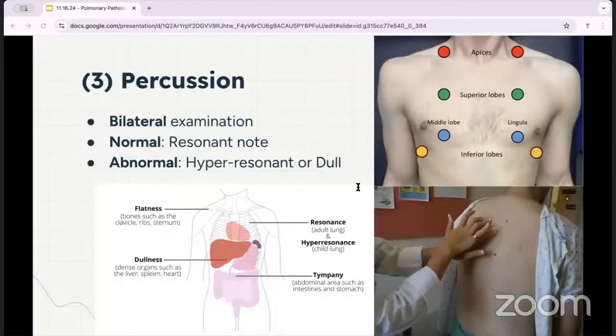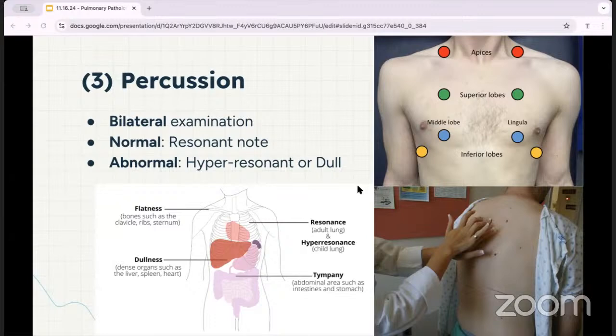Next, let's talk about percussion, which is like tapping on a drum, but instead we're tapping on the chest to figure out what's going on inside. Percussion helps us assess if the lungs are filled with air, fluid, or something solid. So let's start off with a deliberate examination. When you do percussion, it's a methodical process where we compare sounds on both sides of the chest.